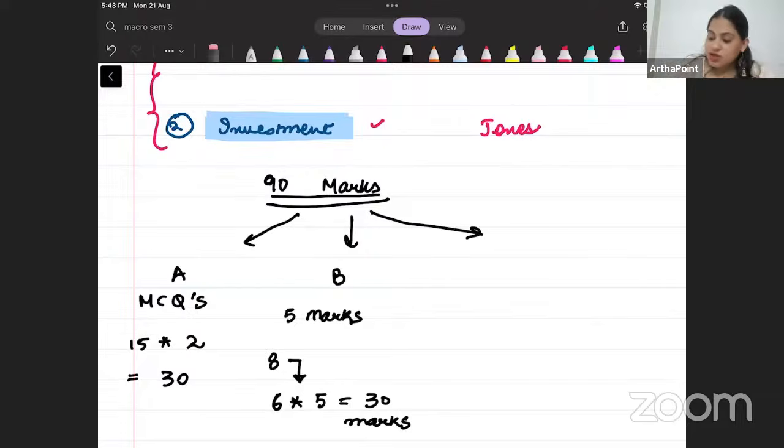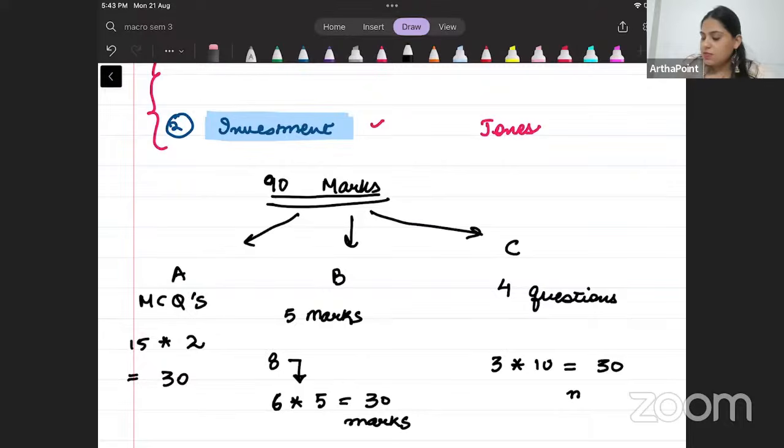Then beta, there will be section C, which will be the 10 markers, and you will be given 4 questions. And you have to do any 3 out of those. So 3 into 10, which will be 30 marks. But each section is going to be equally marked. Har section equal marks ka hone wala hai.